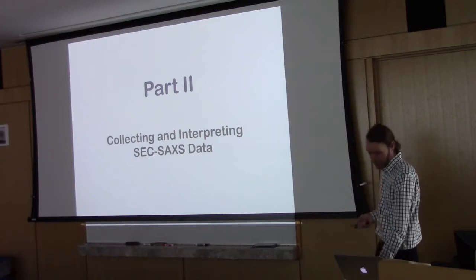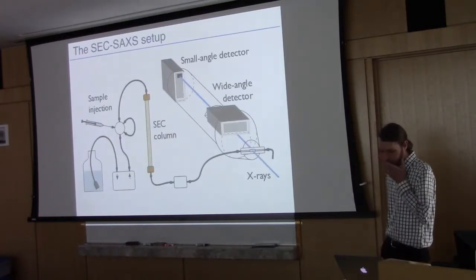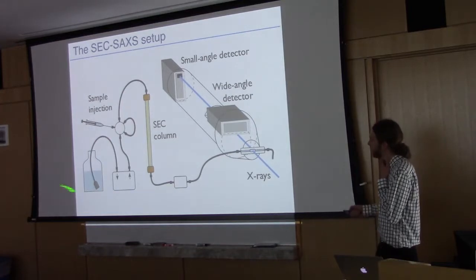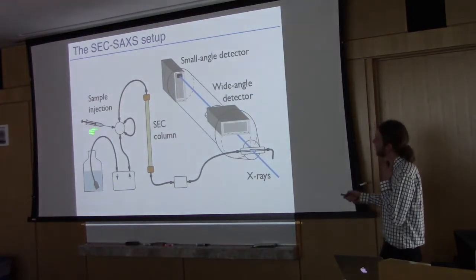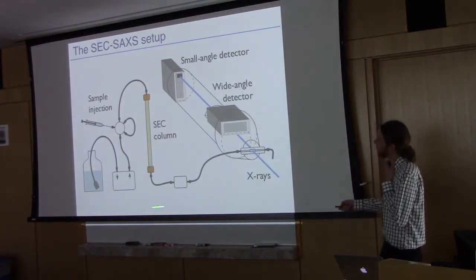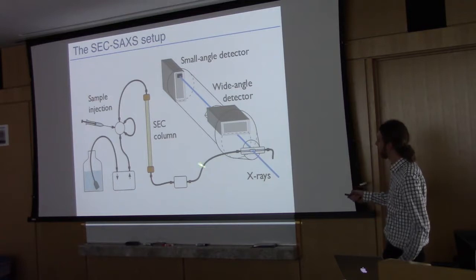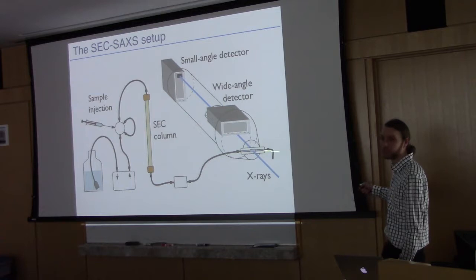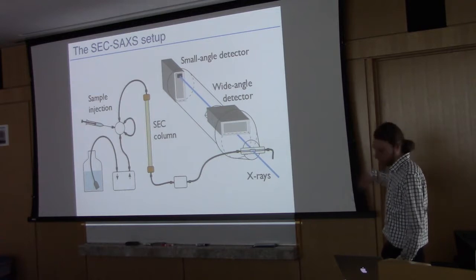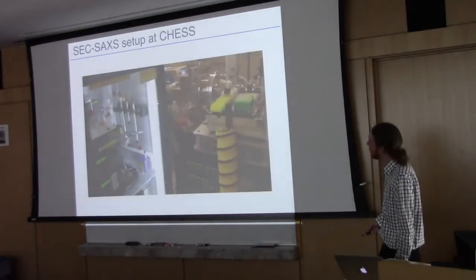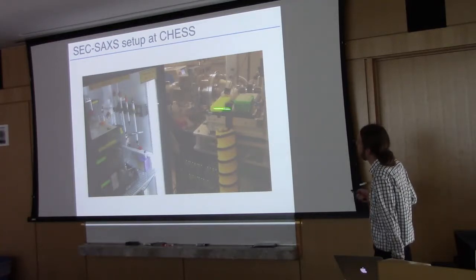So, collecting and interpreting SEC-SAXS data. The typical setup is really simple. I've shown you this part. This is the FPLC. Basically, all you do is pipe the output to the SAXS beamline. As things elute off your column, they just flow continuously through the X-ray beam, and you just collect data. This is what it actually looks like at G-line.